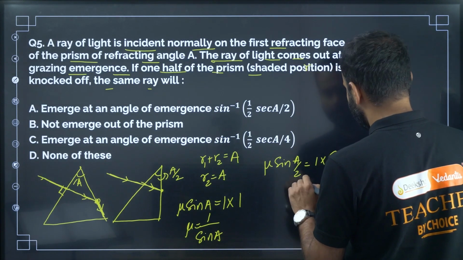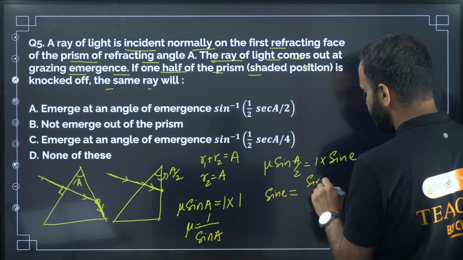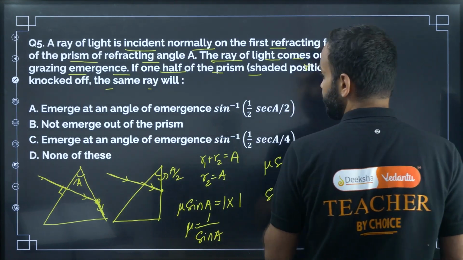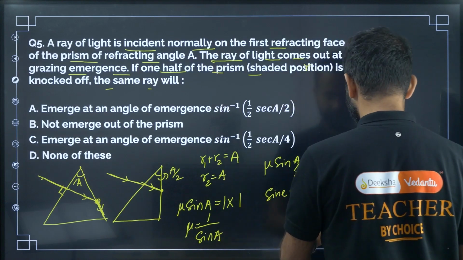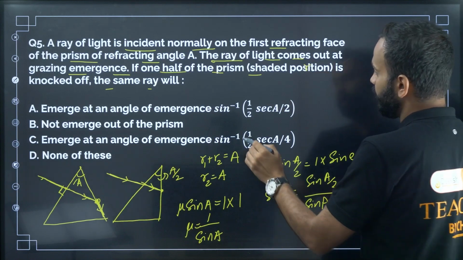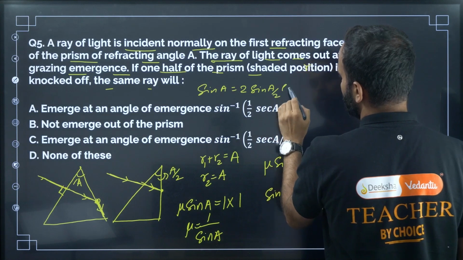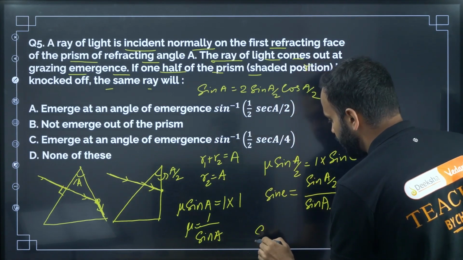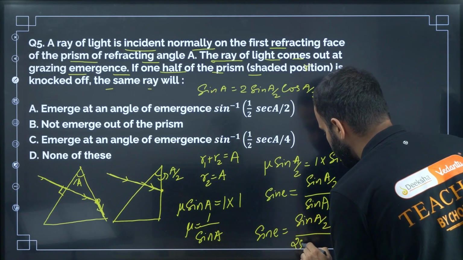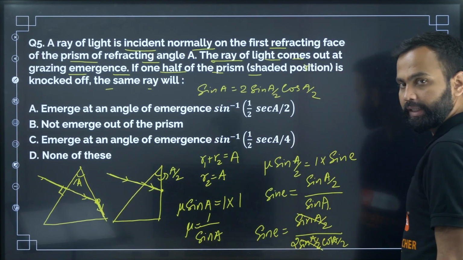So now sin E equal to mu, which is 1 by sin A, into sine of A by 2. So sine of A by 2 by sine A. I can write sine A as 2 times sine A by 2 and cos A by 2. So sine E is equal to sine A by 2 divided by 2 times sine A by 2 into cos A by 2. Now sine A by 2 will get cancelled.